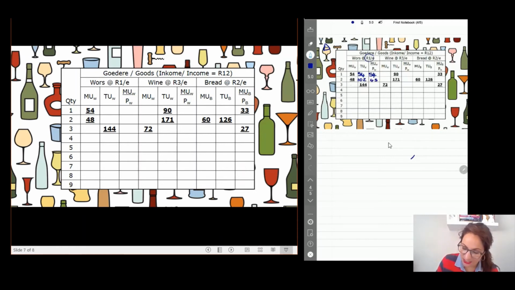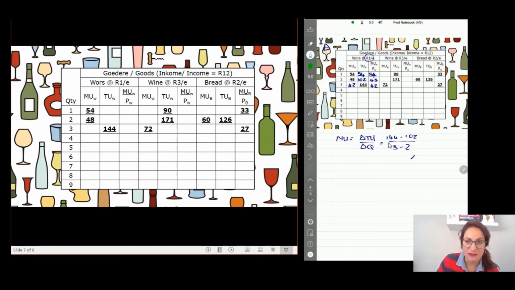For marginal utility, you say marginal utility is the change in total utility divided by the change in your quantity. So you will have 144 minus 102 divided by 3 minus 2. So 144 minus 102 divided by the change, which is 1, gives you 42. 42 divided by 1 is 42. So now let's go to the second one.